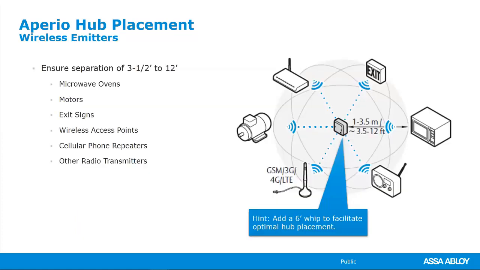So with that being said, in addition to all the wireless signals, we have microwaves, we have motors, all these things. Really the key is when you do this installation, if you give yourself 6 feet of extra cabling, you'll have more than enough space to be able to move around and find that perfect match for that specific installation.